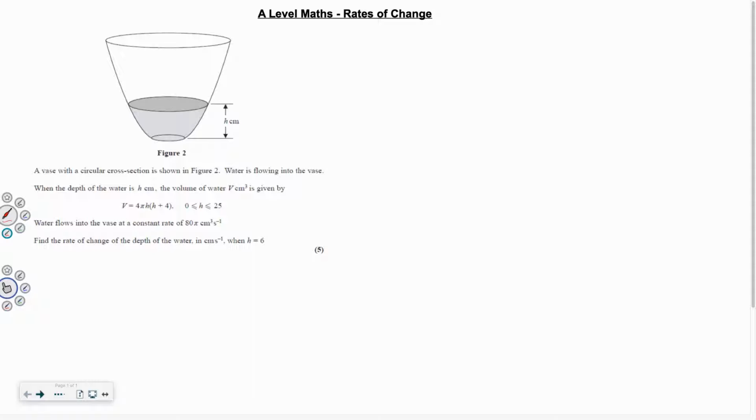It says water flows into the vase at a constant rate of 80 pi centimetres cubed per second. So if we look at the units, centimetres cubed is a volume, and seconds is time. So we can set up the equation that dV on dt must be equal to 80 pi, okay? We've got a constant for dV on dt, which is 80 pi.